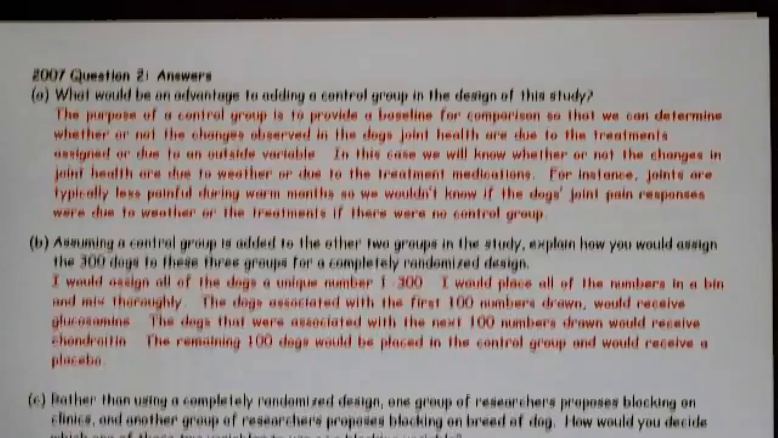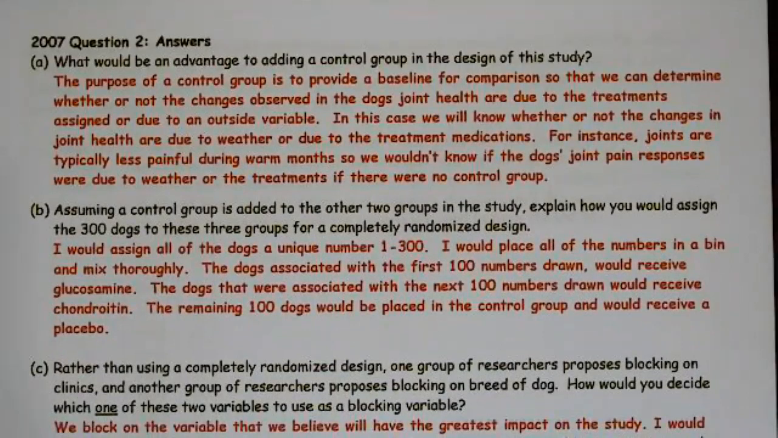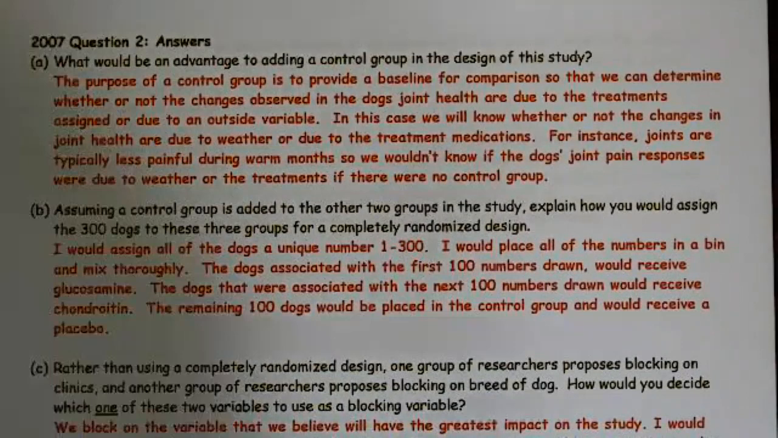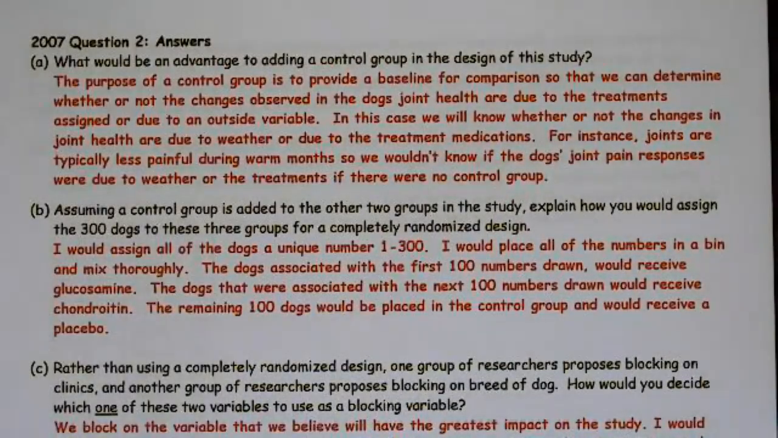Part B, assuming a control group is added to the other two groups in the study, explain how you would assign the 300 dogs to the three groups. All right, you could put the names in the hat. I chose not to because there's a whole bunch of Rexes, Fluffies, and Kings, etc. So the dog names tend to repeat, so I'm going to assign all the dogs a unique number, which is more difficult, and I have to be really careful.